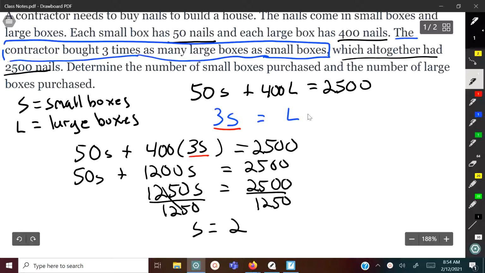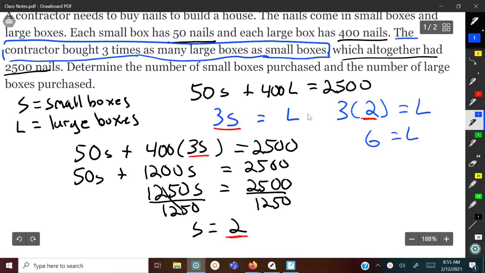So we know that we had 2 small boxes. But now we've got to figure out how many large boxes we have. We're going to take the small boxes and plug it in for S. So you'll have 3 times S is equal to L. We're going to plug in this 2 here, and 3 times 2 is 6. That means there are 6 large boxes. And that's it.